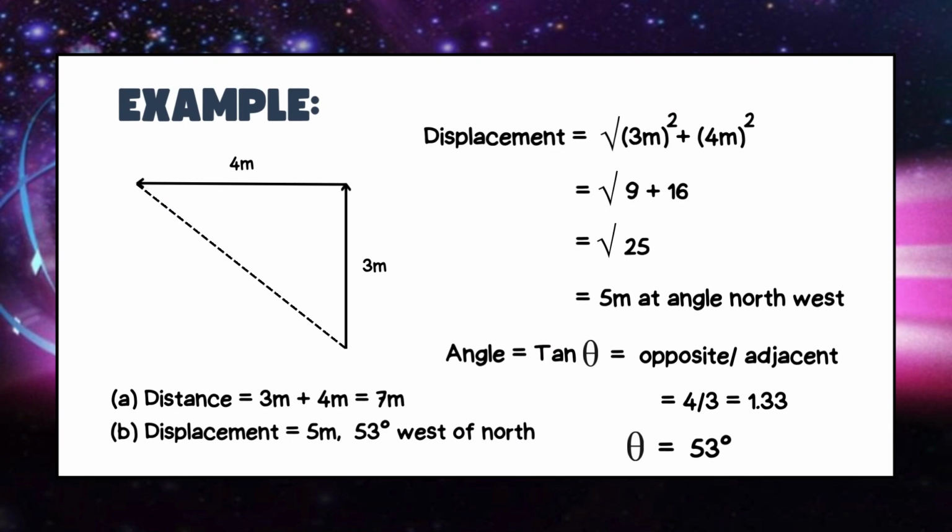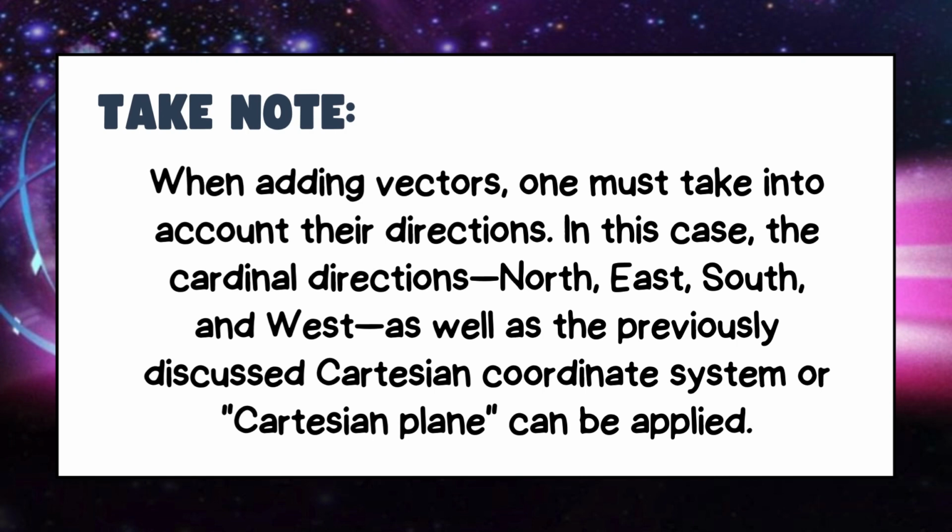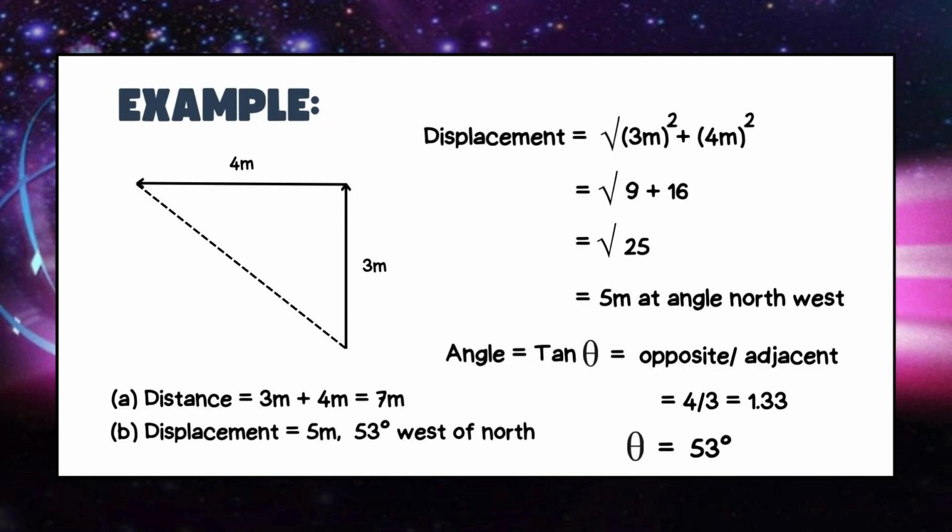Given, first is 3 meters north, second is 4 meters west. Need to determine is the distance traveled by Eunice and the displacement. Take note, when adding vectors, one must take into account their direction. In this case, the cardinal directions north, east, south, and west, as well as the previously discussed Cartesian coordinate system or Cartesian plane can be applied. To find the distance, we simply add the given 3 meters plus 4 meters, which is equivalent to 7 meters.